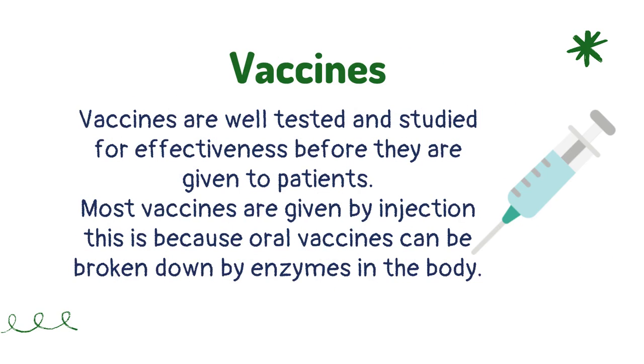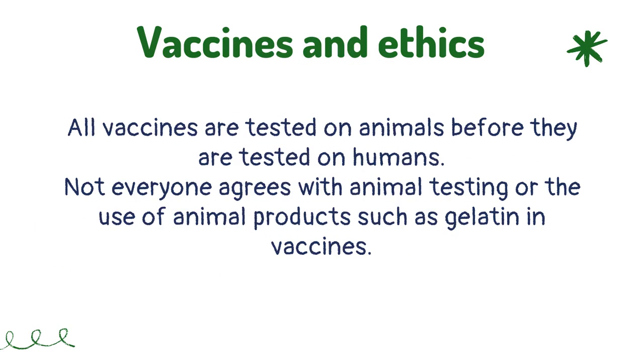Vaccines are well tested and studied for effectiveness before they are given to patients. Most vaccines are given by injection. This is because oral vaccines can be broken down by enzymes in the body. All vaccines are tested on animals before they are tested on humans. Not everyone agrees with animal testing or the use of animal products such as gelatin in vaccines.